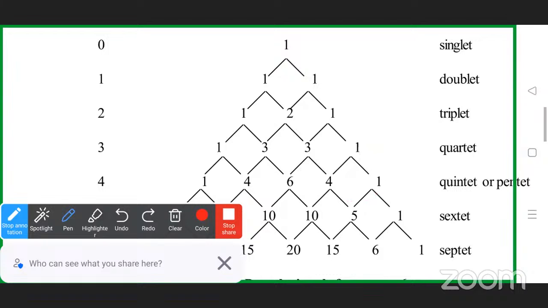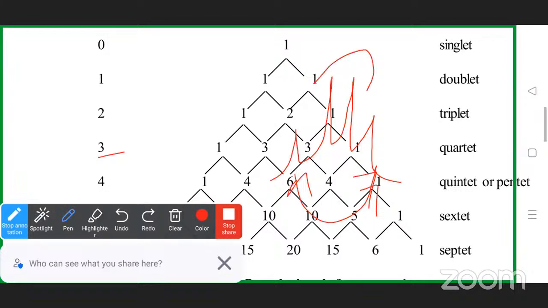And if 3 non-equivalent protons are there, n equal to 3, then you get the quartet here. So in the quartet, the signal intensity is 1, 3, 3, and 1. So the 1st and 4th lines are the same, and the 2nd and 3rd lines are the same in height. These two are the same, these two are the same height.